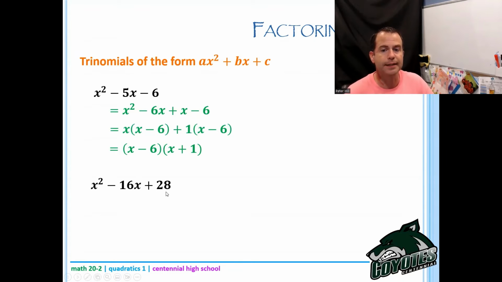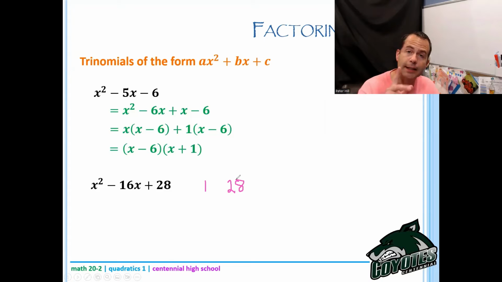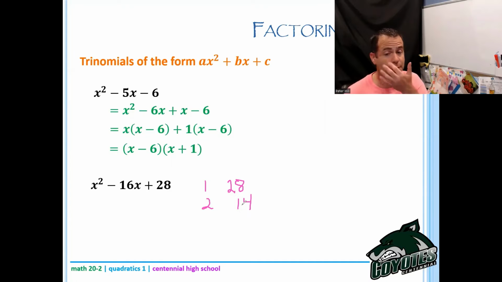x squared minus 16x plus 28. I'd be looking for two numbers that multiply together to give you 28 and add together to give you negative 16. So again, you want to go through your factors of 28. So I've got 1 times 28. I know both of these numbers are going to have to be negative this time because I need to multiply to get a positive, but I need to add to get a negative. 1 and 28 won't work. 2 and 14, hey, that's going to work right there. 2 and 14 is 16, so negative 2 and negative 14 is negative 16.